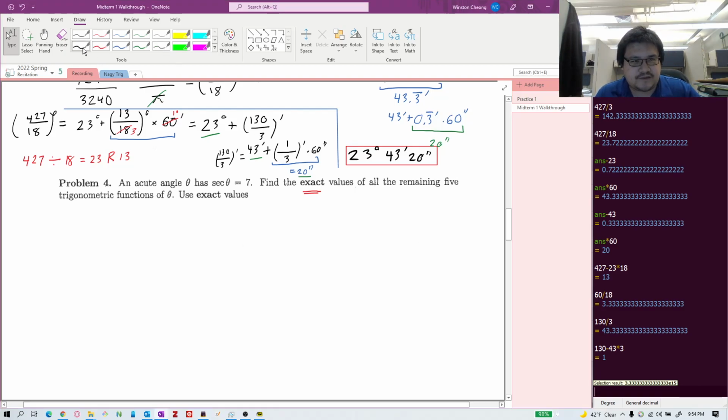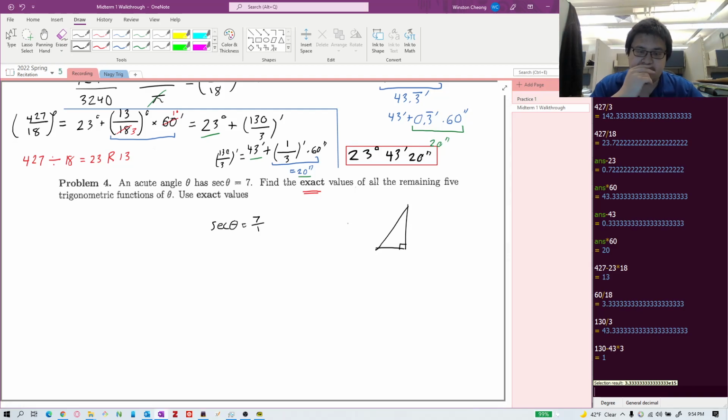Well, let's see. How do we go about this kind of problem? The idea is that this trig equation corresponds to a specific triangle, and we do this by drawing the triangle. So, secant theta is equal to 7. What does that tell us about the triangle? Secant, in fact all of the trig functions, are ratios of sides of the triangle. So maybe I should recall this.